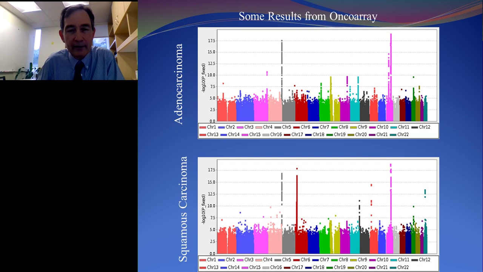ethnic background. And so this shows you some results for lung cancer when we apply that array to European-only populations. And basically the take-home from this slide is that adenocarcinoma and squamous carcinomas look very, very different in terms of their genetic profiles.